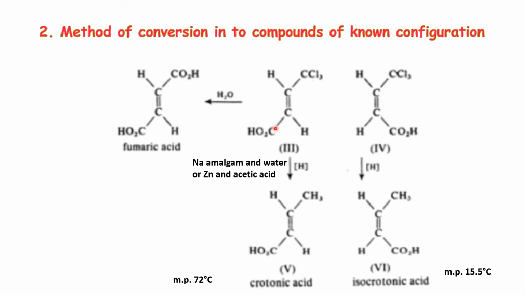Even the trans isomer upon hydrolysis is also capable of forming fumaric acid. So fumaric acid, crotonic acid, and isocrotonic acid can be easily identified by their differences in physical properties, which we are going to see later. This method will be applicable when you are preparing derivatives of compounds having known configuration. You can convert them into compounds whose configuration you know, and based upon that you can ascertain the configuration of the derivatives you have prepared.